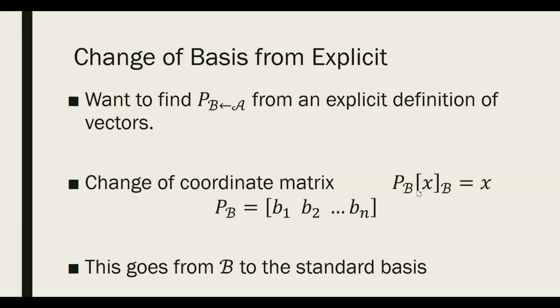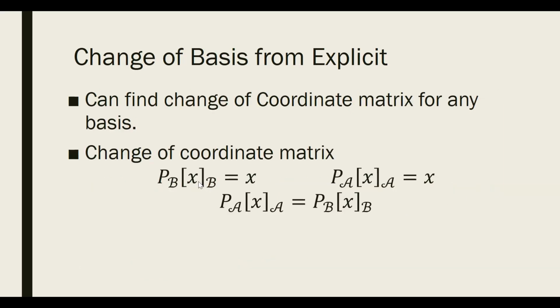And what that did is it changed a coordinate vector written with respect to B into a vector in the standard basis. Okay? So this is a vector. A normal vector is written with respect to the standard basis. So we could do that for B and then take it into the standard basis. And we could have also done that for basis A.